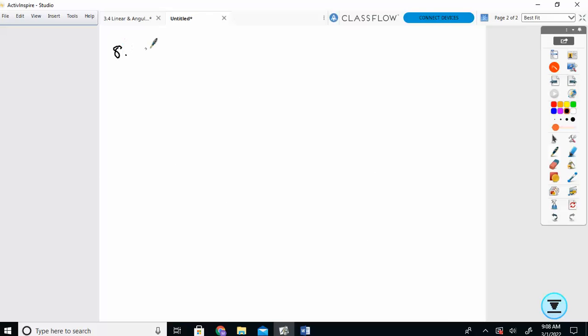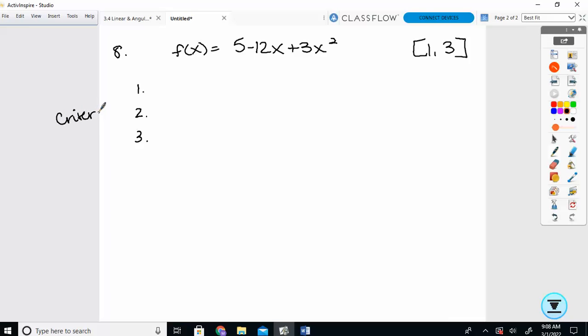So question number 8 says, verify my function satisfies the hypotheses of Rolle's theorem on the interval 1 to 3. And then find all the numbers that satisfy the conclusion. All right, remember mean value theorem and Rolle's theorem start off the same. They have the same first two conditions. Rolle's theorem is the more specific. It has a third condition. What are the first two conditions? Yeah, it has to be continuous and differentiable, right?